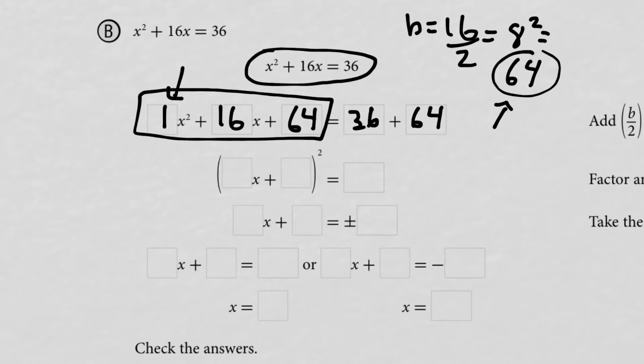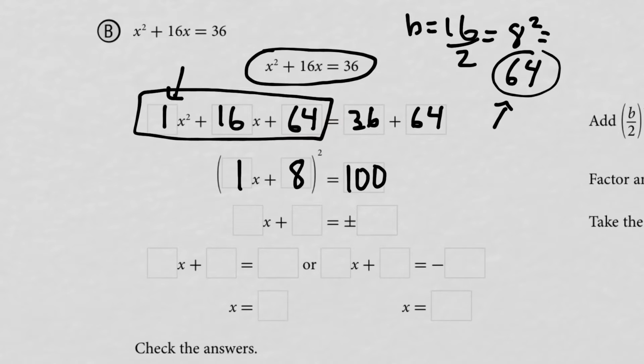So the square root of 1 is 1. And the second term is the square root of your last term here, 64. The square root of 64 is 8. And that's all you got to write. 1x plus 8. You actually don't have to write the 1, but it helps you to see it better. 1x plus 8 is squared equals, and then go ahead and add the right side, which is 100.